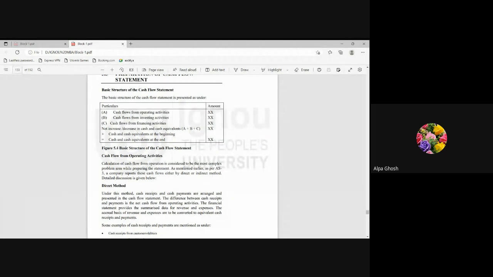So this is the format how we prepare cash flow statement. Basic structure of the cash flow statement. We need to calculate the cash flow from operating activities, cash flow from investing activities, and cash flow from financing activities. All these three are added. We add the opening cash balance, and the result is your closing cash balance.